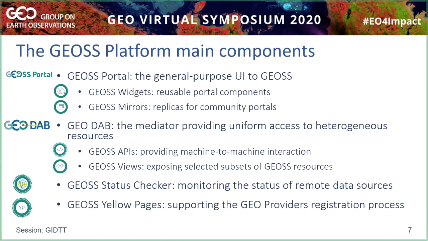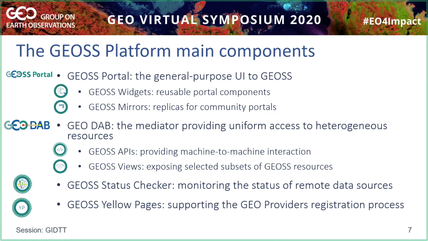specific communities. The GEO Status Checker is a component that monitors the status of remote data sources for checking availability, and is important in a distributed system. And the GEOSS Yellow Pages, which support the GEO Provider registration process.